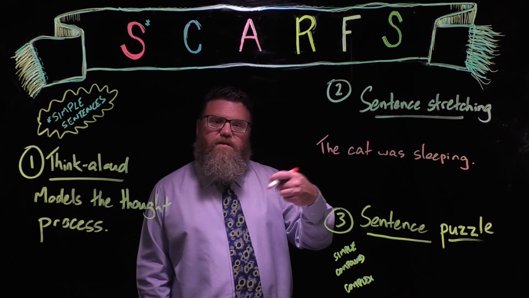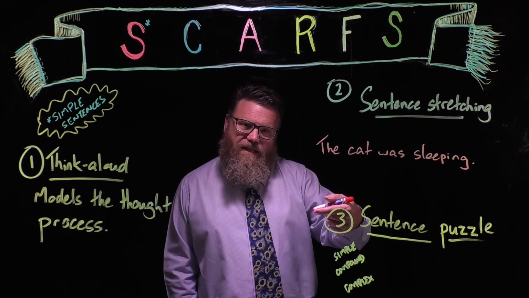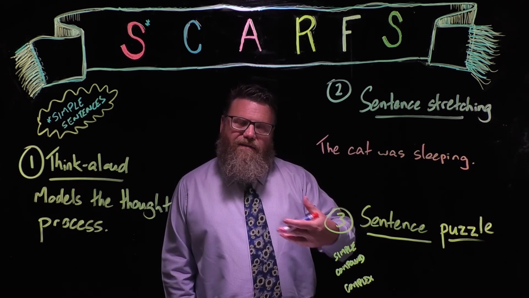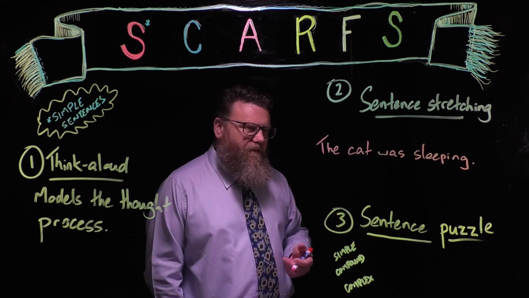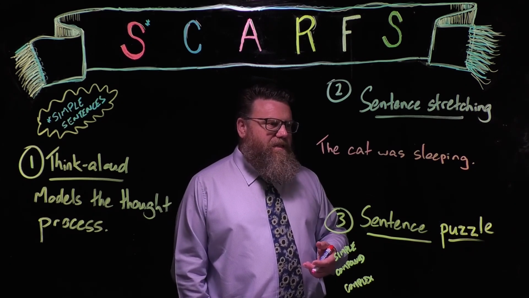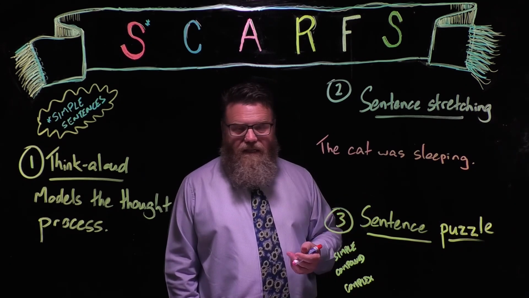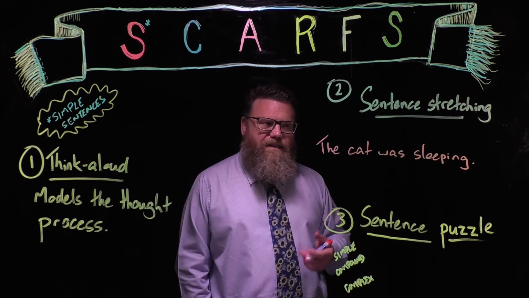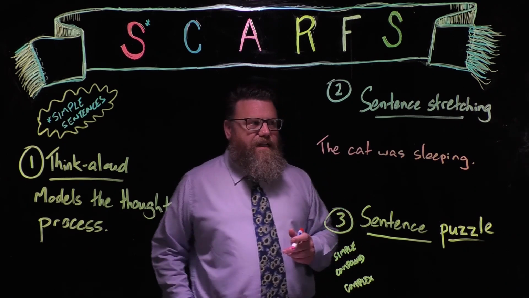The point is to get the student to see how adding detail to your sentence can bring the scene to life that they're trying to describe. So the fluffy cat was snoozing peacefully on the windowsill is a lot more interesting a sentence than the cat was sleeping. So that's the second strategy.